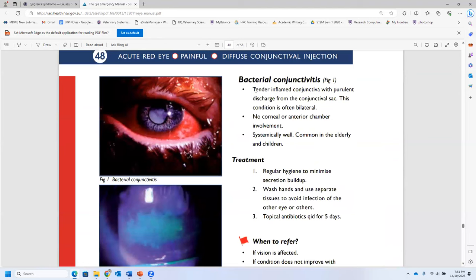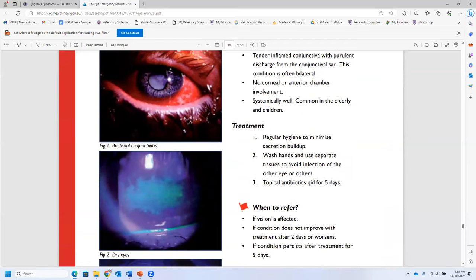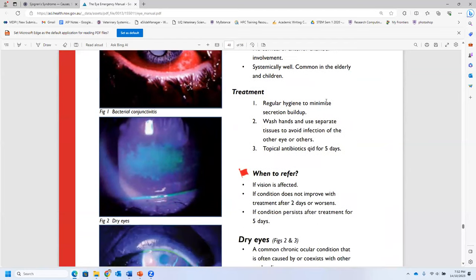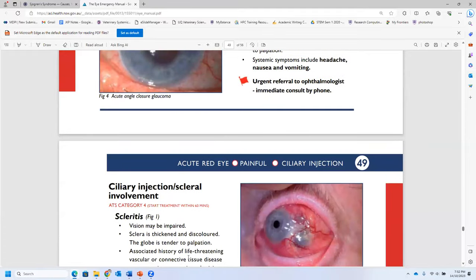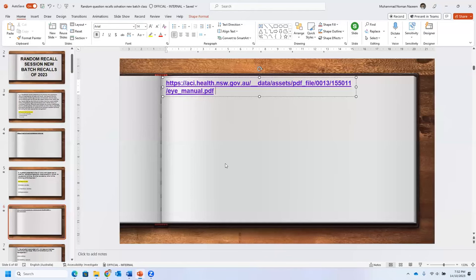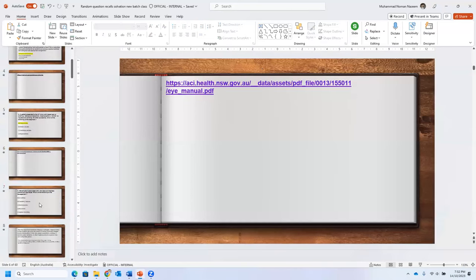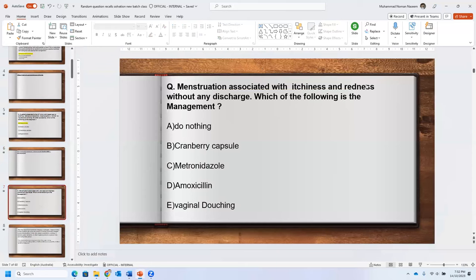And bacterial conjunctivitis: there will be tender inflamed conjunctiva with purulent discharge. No corneal or anterior chamber involvement. The patient is systemically well. Treatment is you maintain hygiene, wash the hands, and give chloramphenicol eye drops four times a day for 5 days. All right, so this is your answer over here. You can also study preseptal cellulitis and orbital cellulitis from here as well.